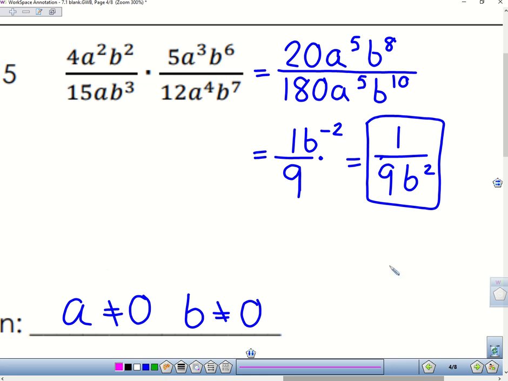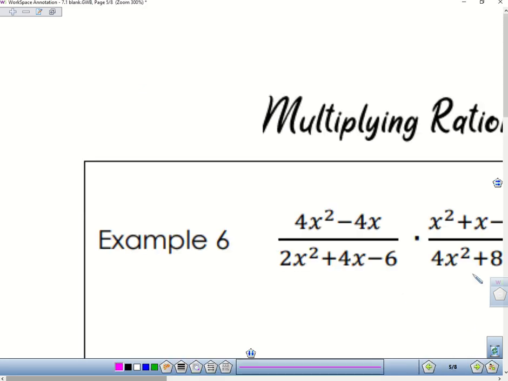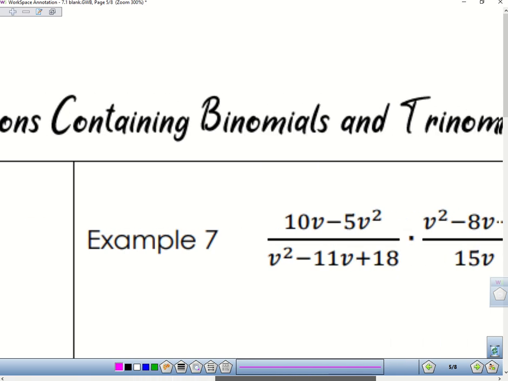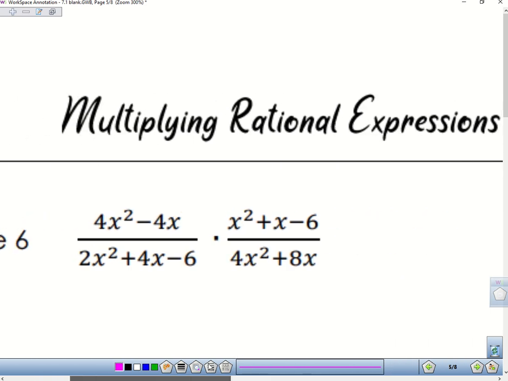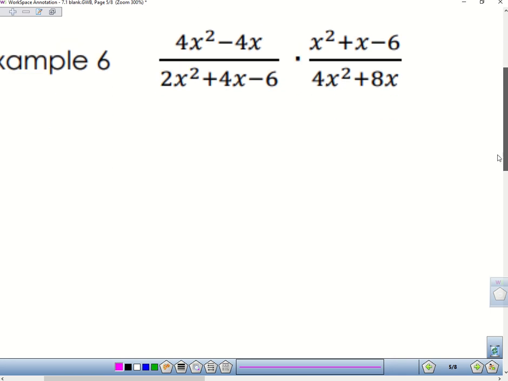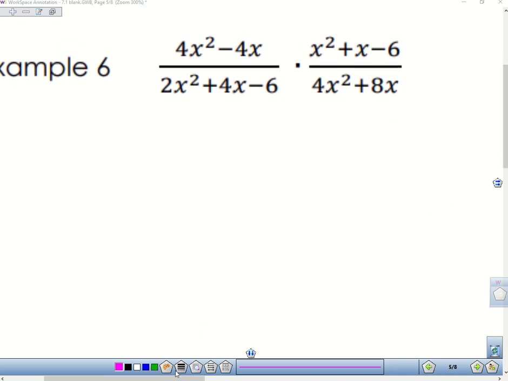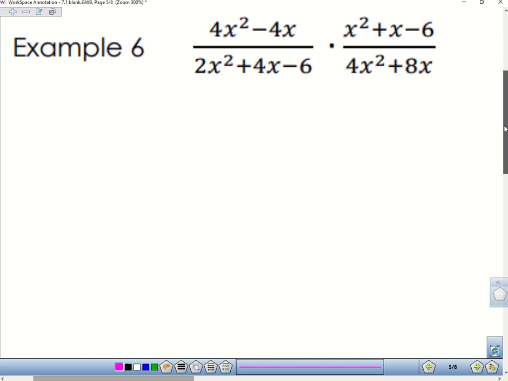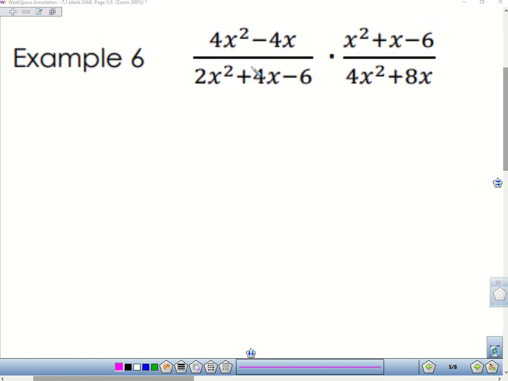Mhm. Okay. Are you guys ready to move on to the next one? Okay, let's move on. So the next one is going to be multiplying rational expressions containing binomials and trinomials. So these problems are just going to be the same procedures, but the factoring will just be a little bit more lengthy, that's all. So the first thing you can do in these problems is just factor each of these fractions separately, and then we'll find our restrictions. So let's factor these as much as possible.